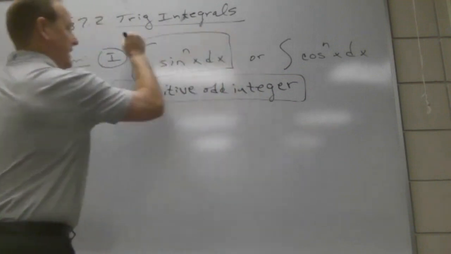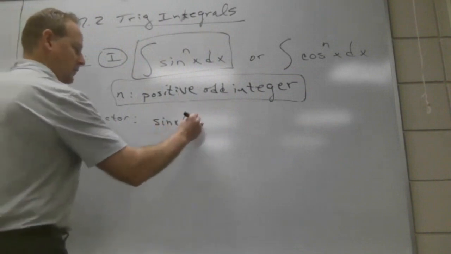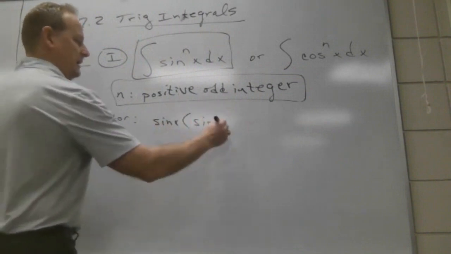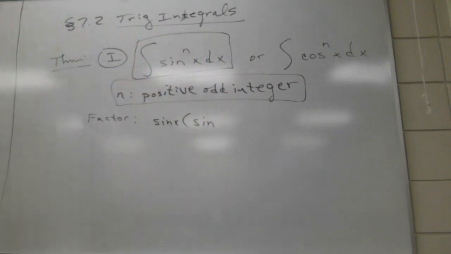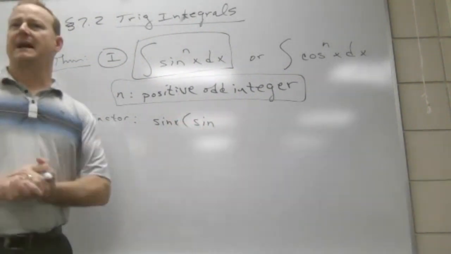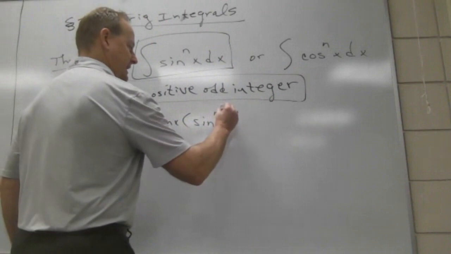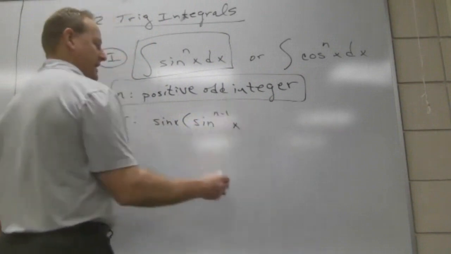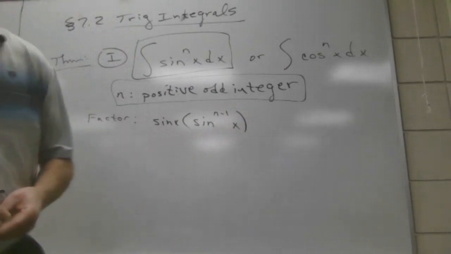Let's look at sine to the nth power. We're going to pull out a sine x, and then what are you left with? We're left with one less on the power, right? So if that's sine to the 7th, we pull out a sine, and you'd be left with sine to the 6th power as the other factor. How do we write that in general? It's sine to the n minus 1 power of x. So we're going to factor it out like that.